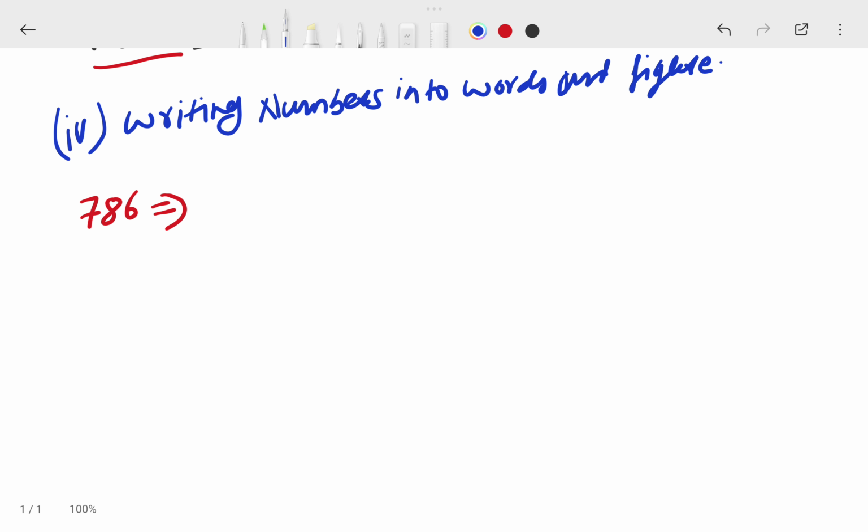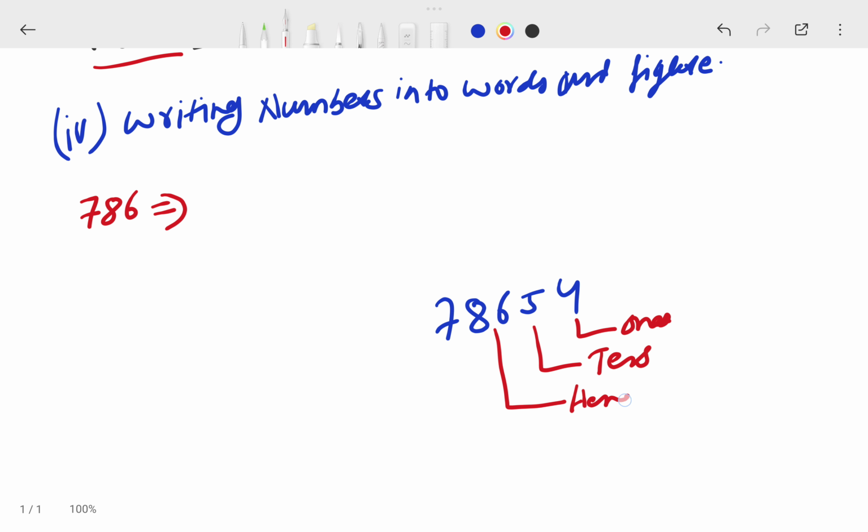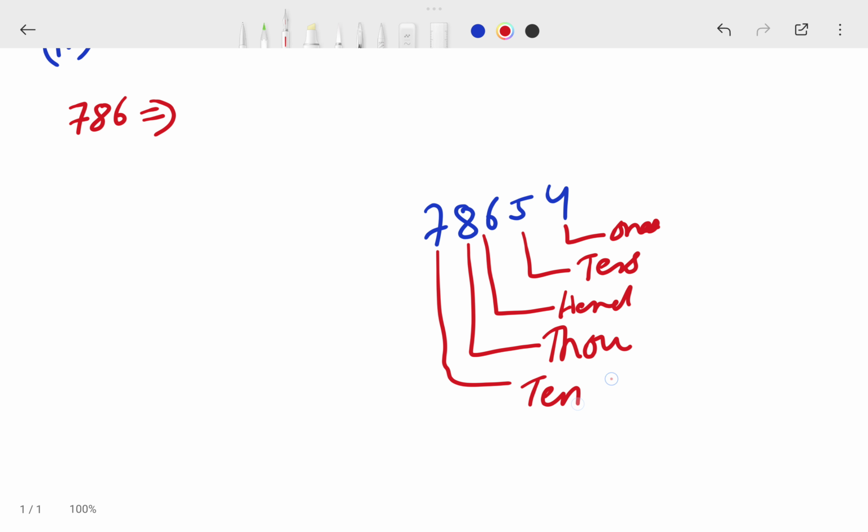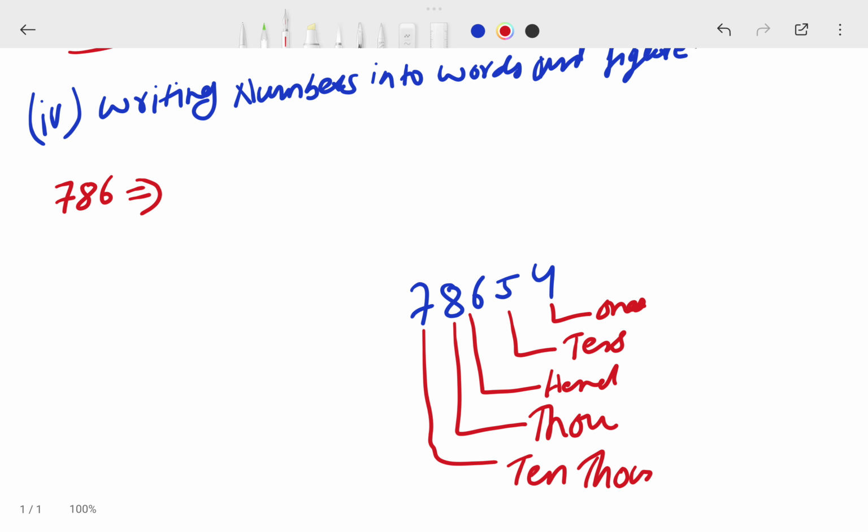It's simple. I hope you know the counting. This is given 7 8 6 5 4. Now how will you count? You will count like that: this is ones, this is tens, this is 100, this is 1000, and this is 10,000. Generally we count like that only, because this is our number system: ones, tens, 100, 1000, 10,000s.